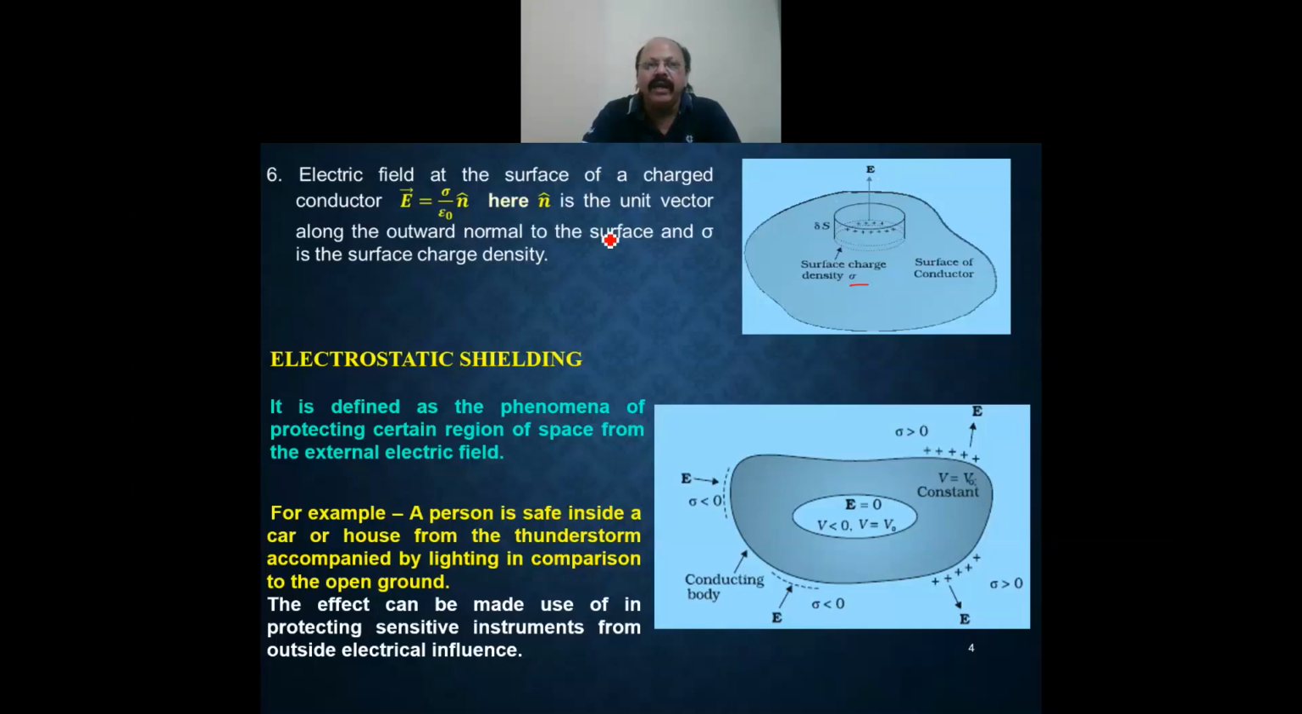For calculating this formula, you apply Gauss's theorem. That means first you calculate the electric flux, then find out the total charge enclosed by this Gaussian surface, and then apply Gauss's law.